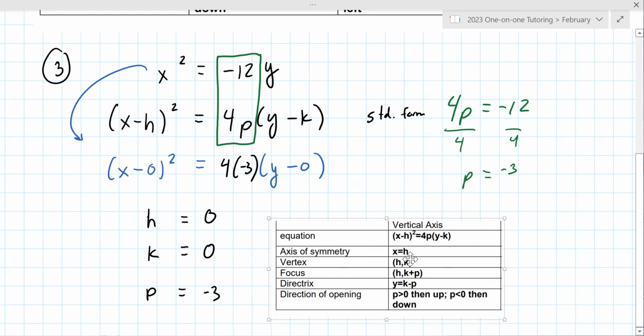You now can find the vertex. The vertex is h comma k. The focus is h comma k plus p. I should probably be writing some of these. So x equals 0, and the vertex is 0 comma 0. The focus is 0 comma 0 plus negative 3, which is 0 comma negative 3. And then we know it opens down.